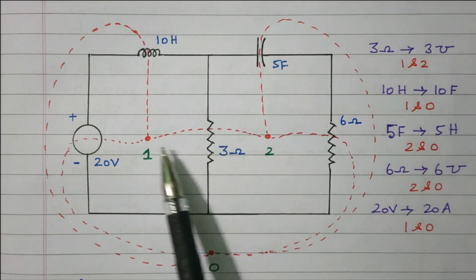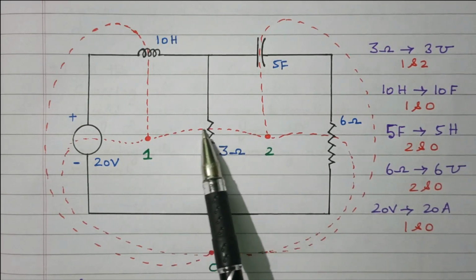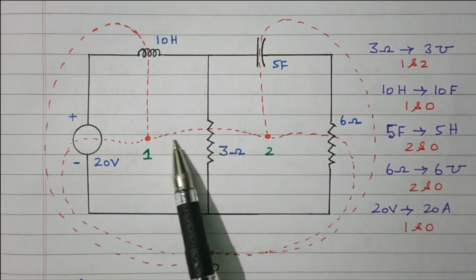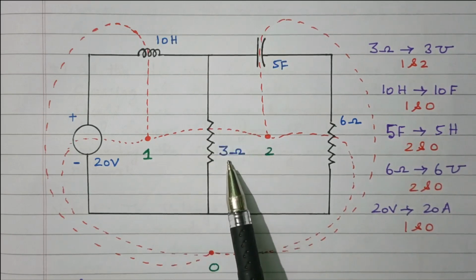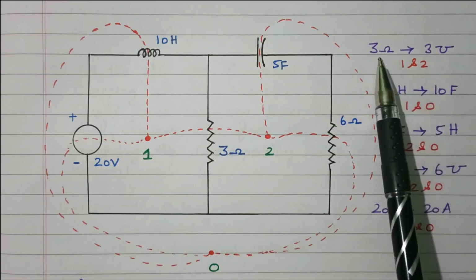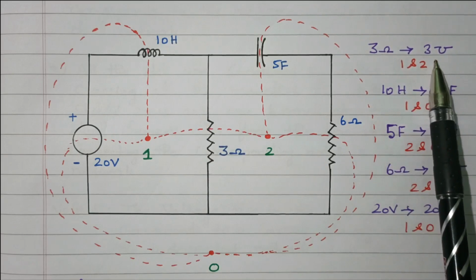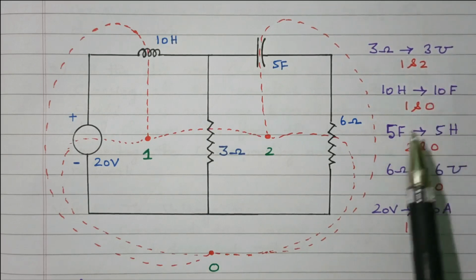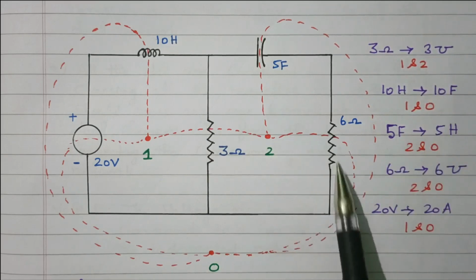First we will connect dot 1 and 2 through this resistor. So 1 and 2 is connected through the resistor. So this 3 ohm resistor will be converted into 3 mho conductance. So between 1 and 2, the 3 ohm resistor will be converted into 3 mho conductance. Now we'll see 2 and 0.